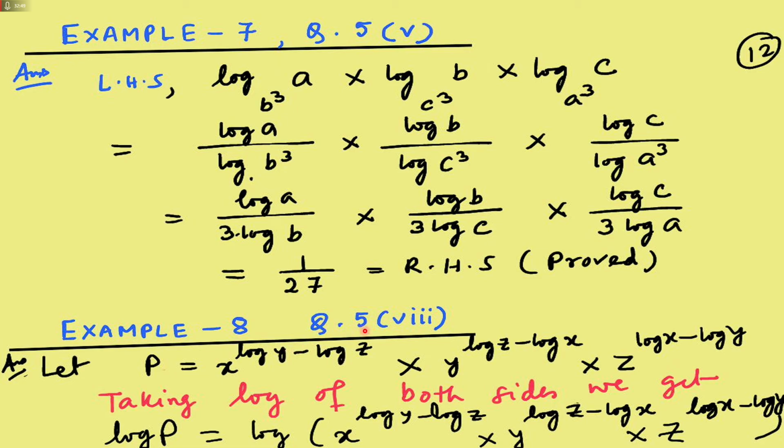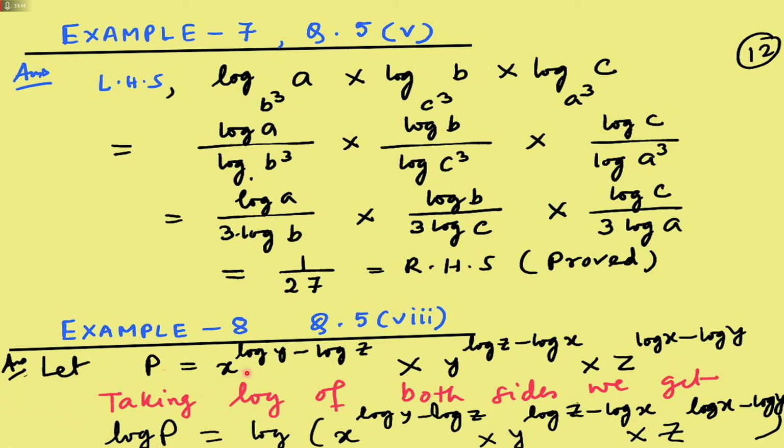Now example 8. This is question number 5 of 8 of your book. The problem is to prove that x to the power log y minus log z into y to the power log z minus log x into z to the power log x minus log y is equal to 1. You have to prove this. This is the problem in your book.